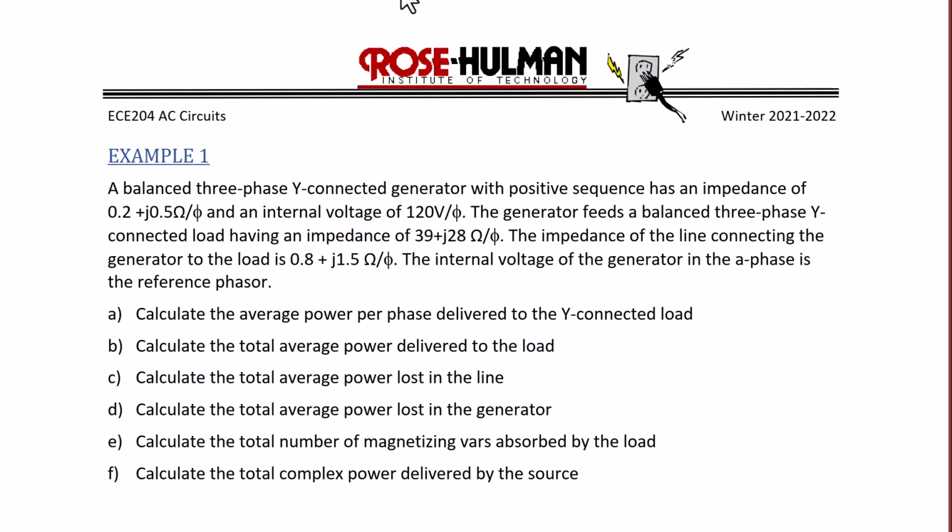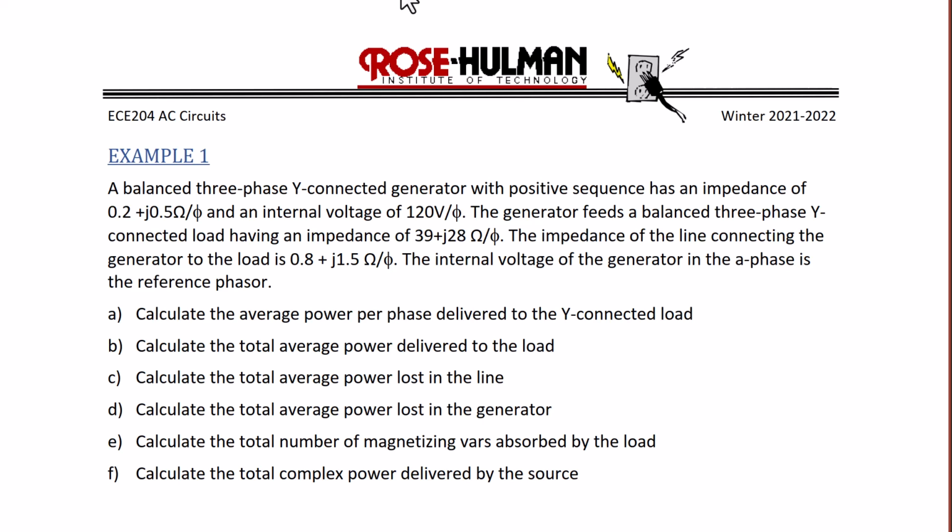Example 1: a balanced three-phase Y-connected generator with positive sequence has an impedance of 0.2 + j0.5 ohms per phase and an internal voltage of 120 volts per phase. The generator feeds a balanced three-phase Y-connected load having an impedance of 39 + j28 ohms per phase. The impedance of the line connecting the generator to the load is 0.8 + j1.5 ohms per phase. The internal voltage of the generator in the A phase is the reference phasor.